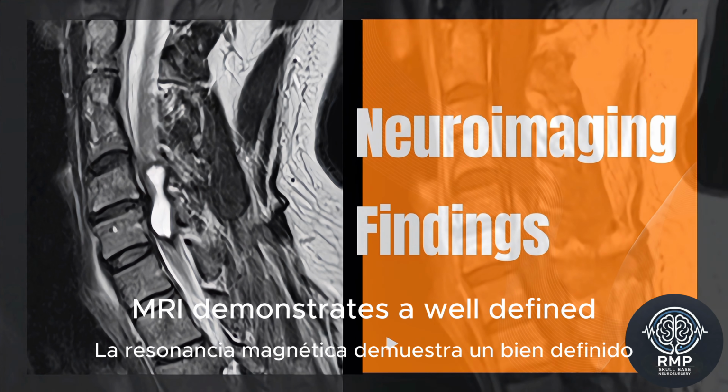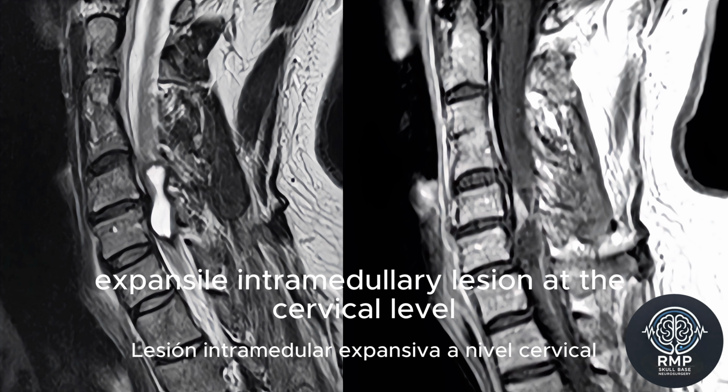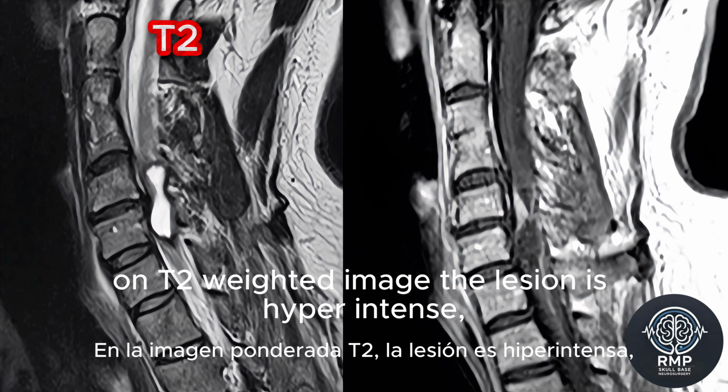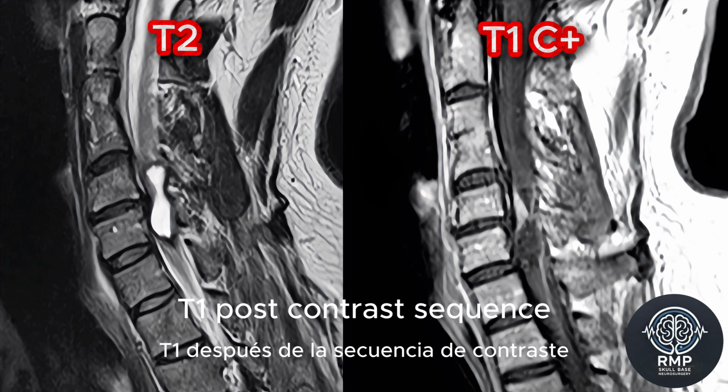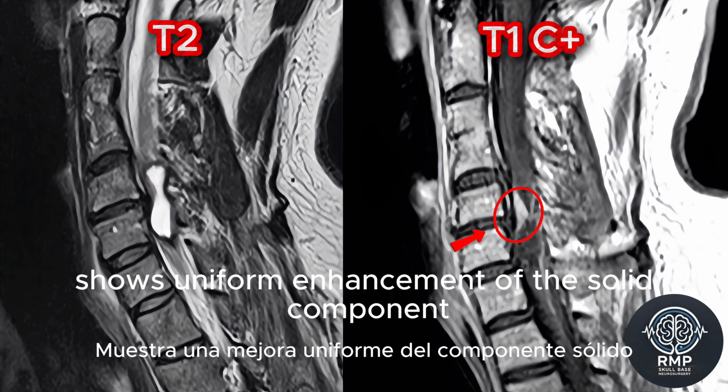MRI demonstrates a well-defined expansile intramedullary lesion at the cervical level. On T2 weighted imaging, the lesion is hyperintense, cystic, and well demarcated with a peripheral hypointense rim of hemosiderin. Post-contrast sequence shows uniform enhancement of the solid component.